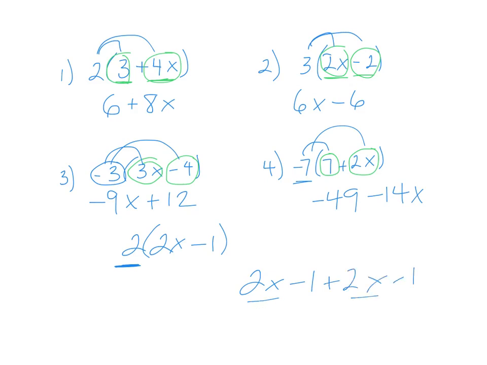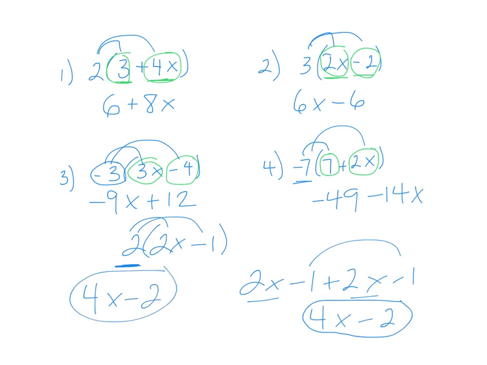And 2x plus 2x is 4x. And a negative 1 plus a negative 1 is negative 2. So we would have gotten 4x minus 2. So let's distribute. 2 times 2x is 4x. And 2 times negative 1 is negative 2. So you can see we get the same answer. And so this is a shortcut.